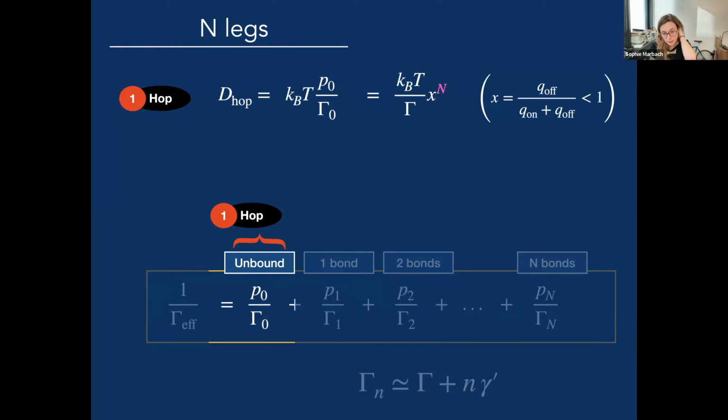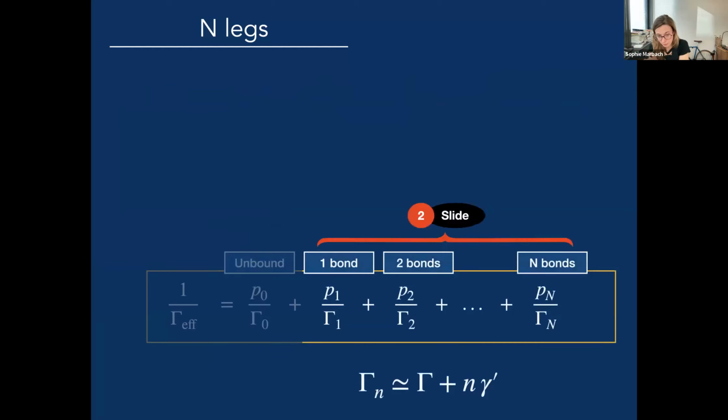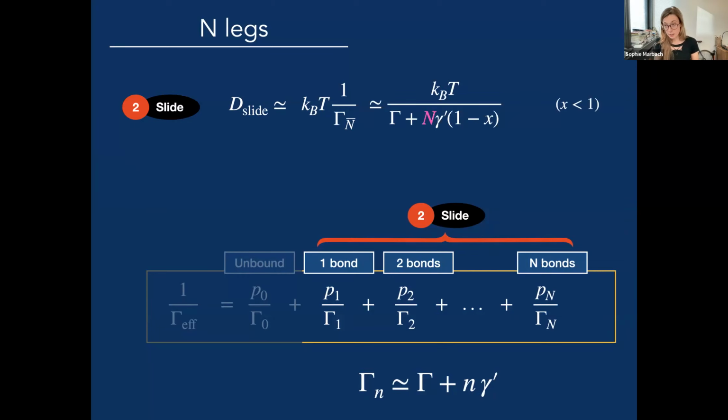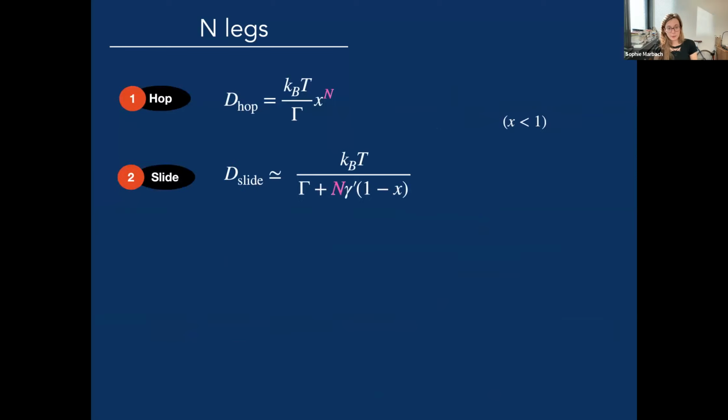And then sliding corresponds to what happens when I have at least one bond in contact with the surface. So that corresponds to all these other terms. And that's n terms, but I focus on the term corresponding to the average number of bonds. And then I can quantify the probability to be sliding, but also the diffusion coefficient while sliding, which scales inversely with the number of legs n. As a result, I get two predictions, one for the diffusion coefficient for hopping, one for sliding, which have different scalings with the number of legs.